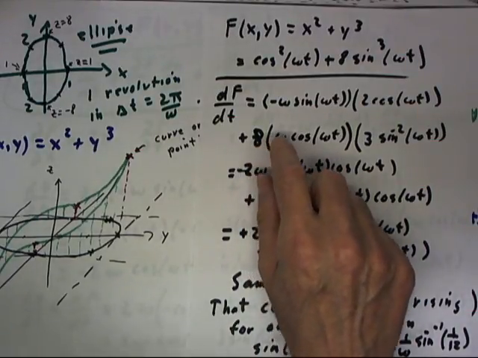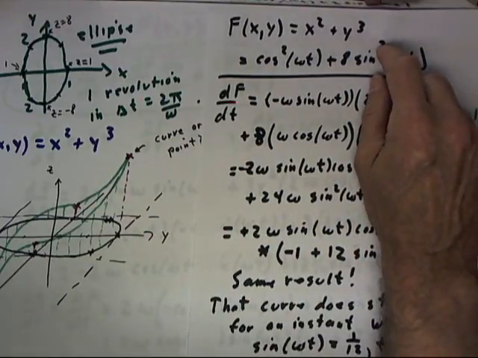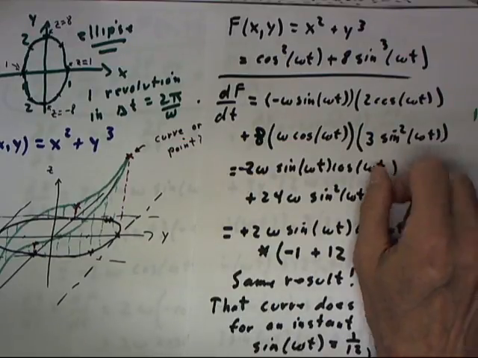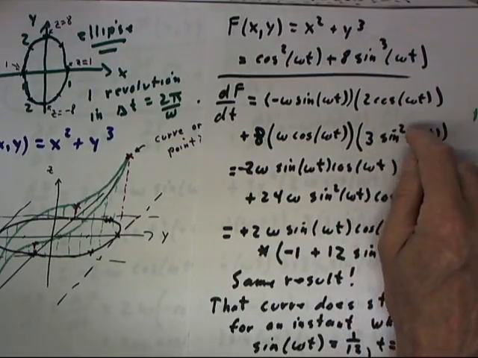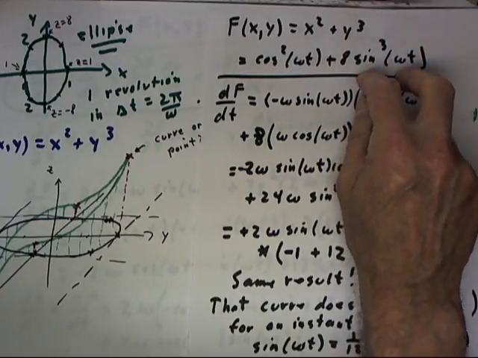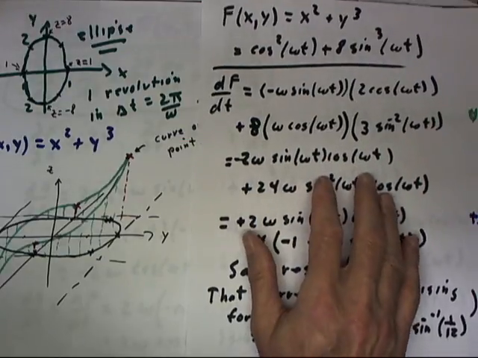Now, so we have the factor of 8. The sine cubed, that's a cubing function. The derivative of the cubing function is 3 times the squaring function. So we're going to have a 3 sine squared of omega t. The inner function of the cube is the sine of omega t, whose derivative is omega cosine of omega t.